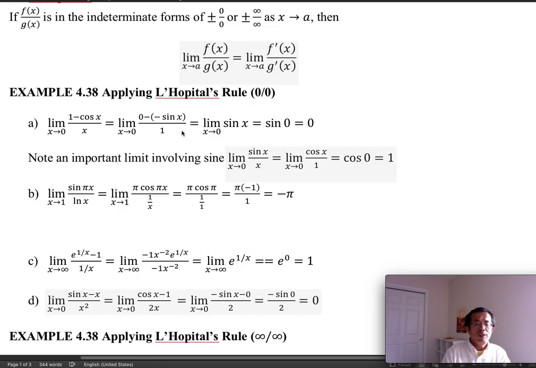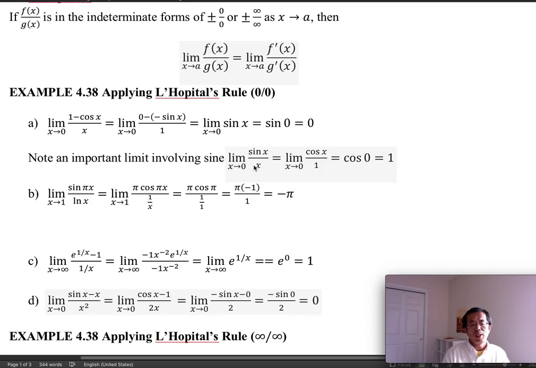Also, I really want to mention another very important limit here. What would happen if we consider the limit of sine x over x as x approaches 0? This is in the indeterminate form, right? Sine 0 is 0, x is 0. So it is in the form of 0 over 0. Now, according to the L'Hopital rule, we take the derivative of the numerator and the derivative of the denominator. So the limit is just cosine x as x approaches 0, or simply cosine 0, which is 1.